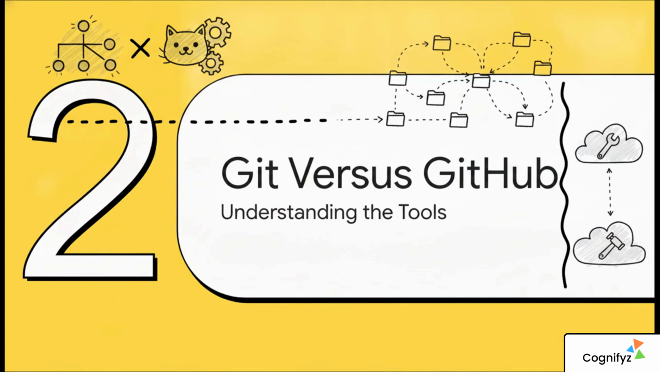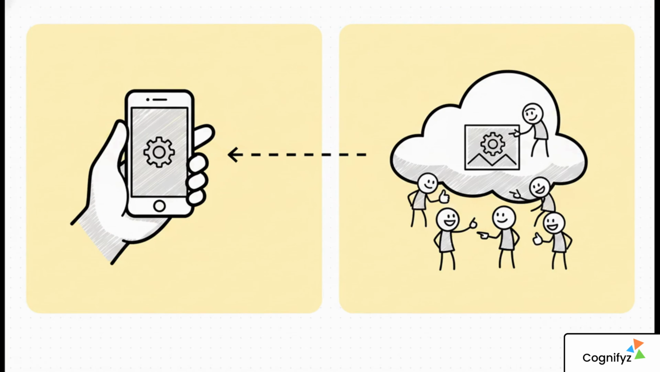Moving right along to Section 2, Git versus GitHub, and understanding the tools. Now, you might be wondering, aren't these the exact same thing? Beginners frequently conflate these two tools, but they're entirely different beasts. Git is the actual engine running on your own computer. It's your local version control system managing the files right there on your hard drive. GitHub, on the other hand, is the cloud network hosting your Git repositories online.